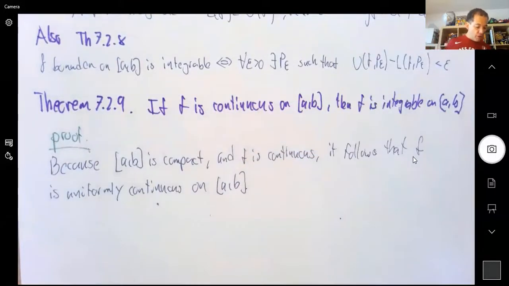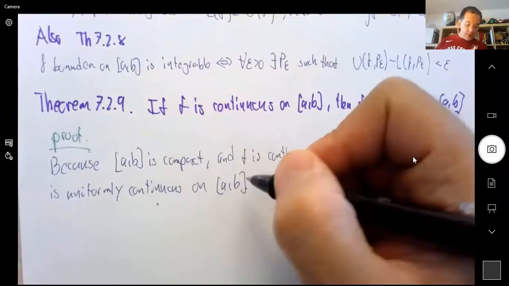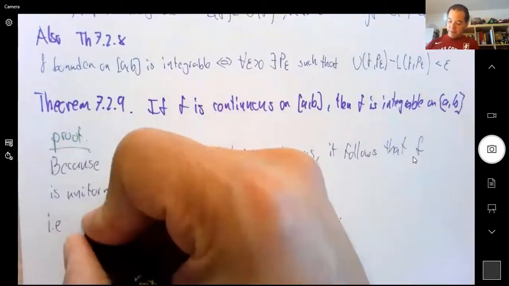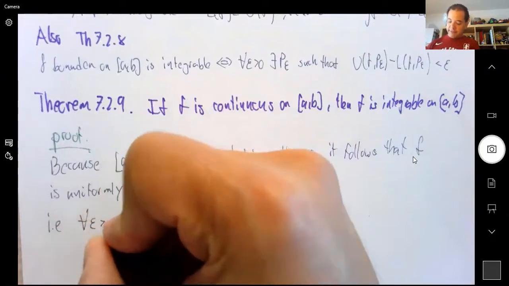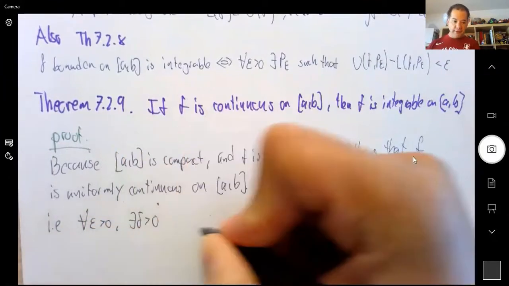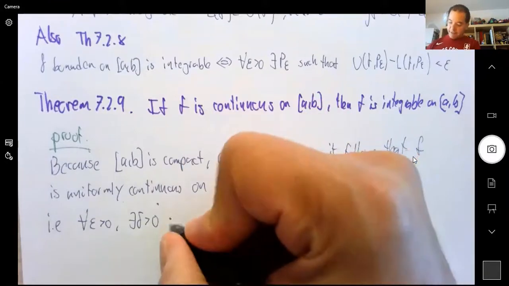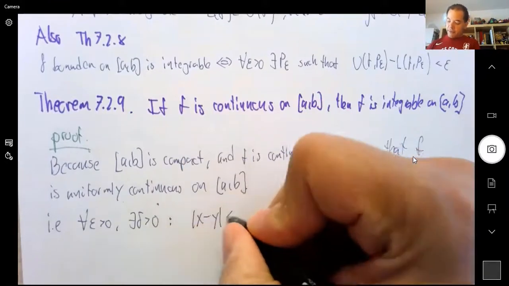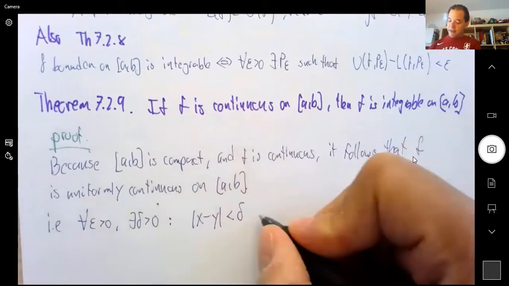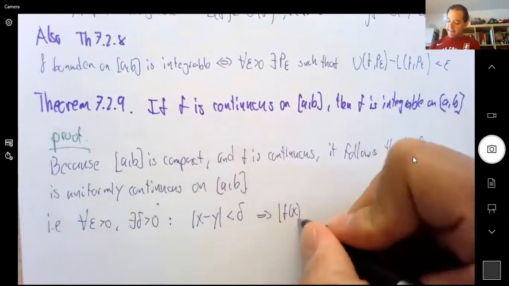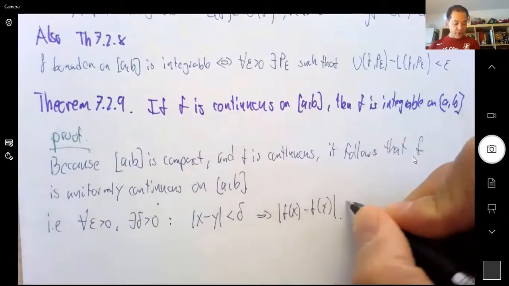Okay, and why is that going to be good? Well, because then it allows us to say the following. It allows us to control how big the difference of the function is if two values are close to each other. Just to remind you what this means: for every epsilon, there exists some delta such that if x and y are within delta of each other, then f of x minus f of y are within epsilon of each other.